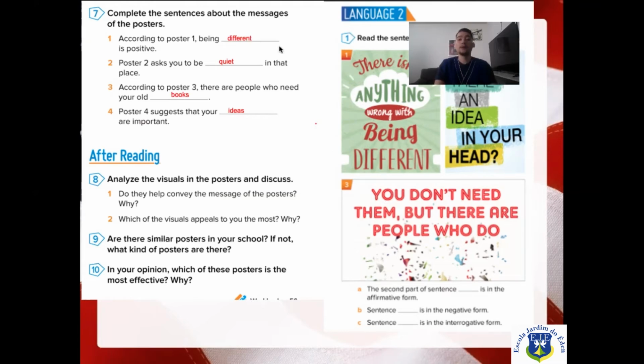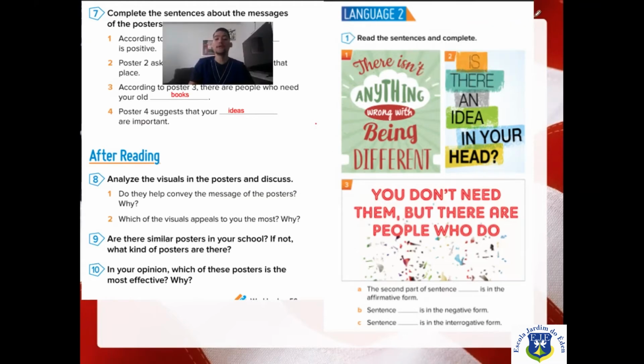So let's see now the language 2, page 52. Page 52, language 2. Read the sentences and complete. So here we have the 3 posters. We have, there isn't anything wrong with being different. Is there an idea in your head? You don't need them, but there are people who do. So, letter A, the second part of sentence 3 is in the affirmative form, okay? The sentence number 1 is in the negative form.